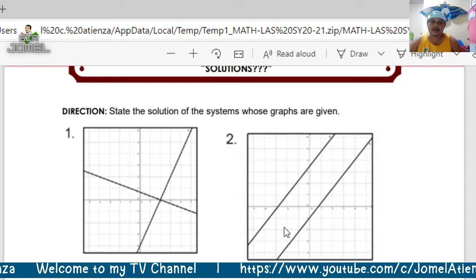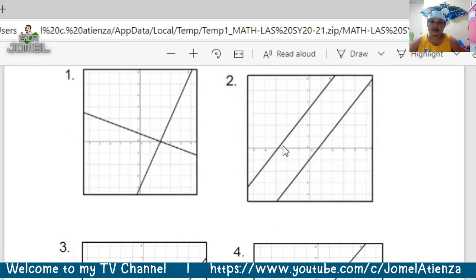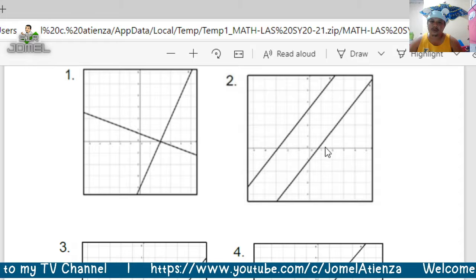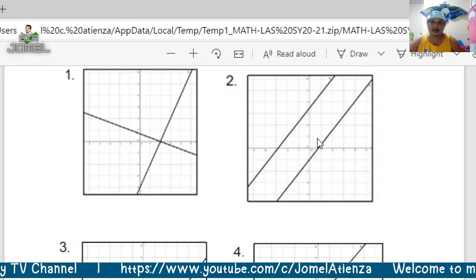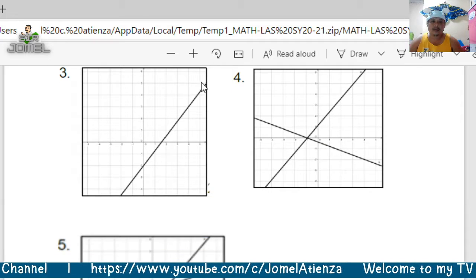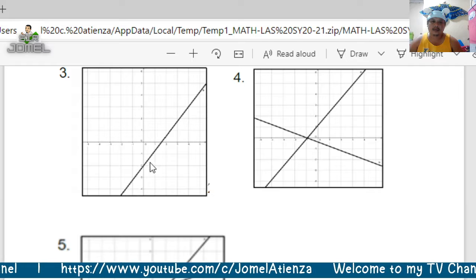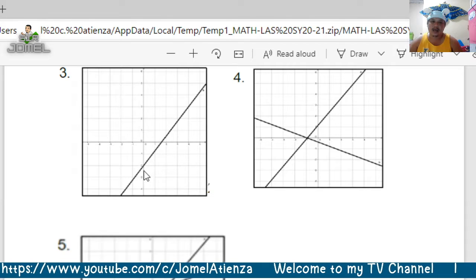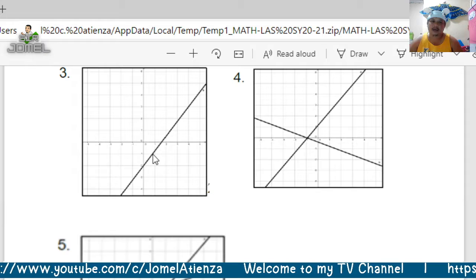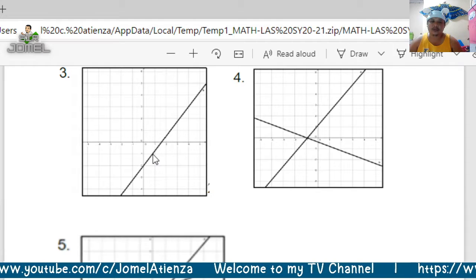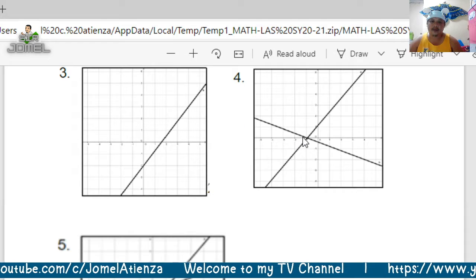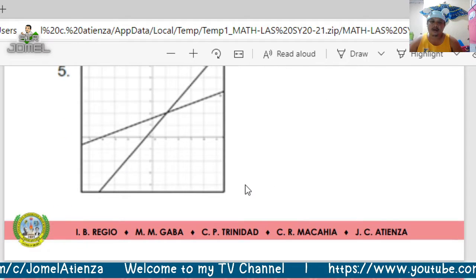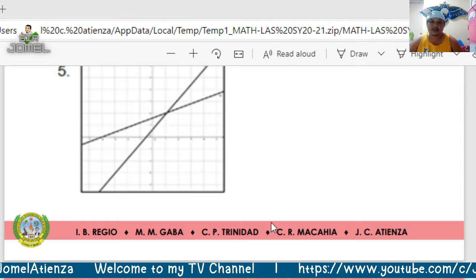Okay, then for number two, we have two equations, and the two lines are parallel. Therefore, since they are parallel, we have no solution set for this system of linear equations. Okay, then for number three, we have two equations at ito yung tinatawag natin coinciding lines. So nag-overlap sila, and we call that infinite solutions or many solutions. Then for number four, since that is intersecting lines, also for number five, intersecting lines, they both have one solution. So klaro po tayo dyan.